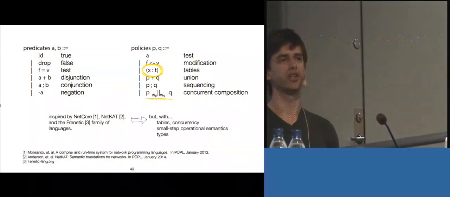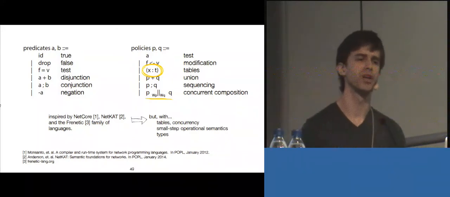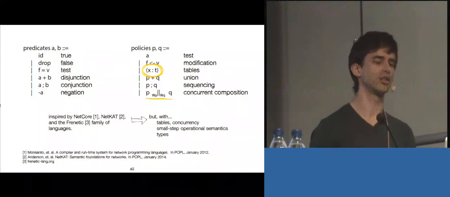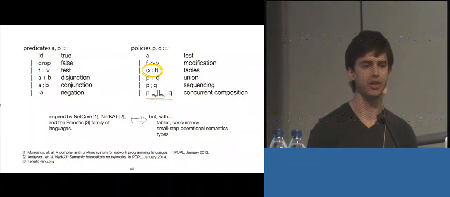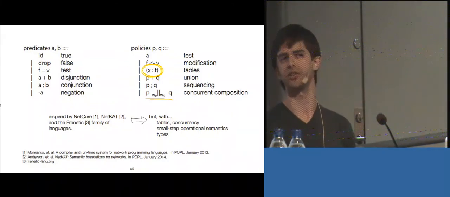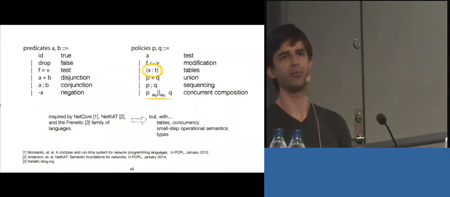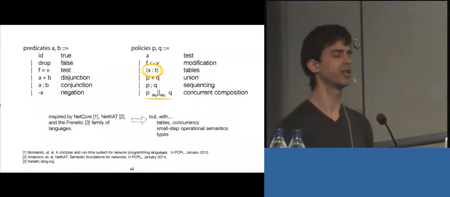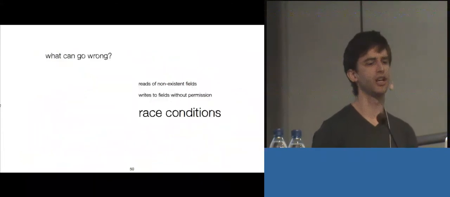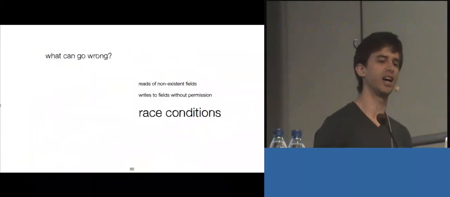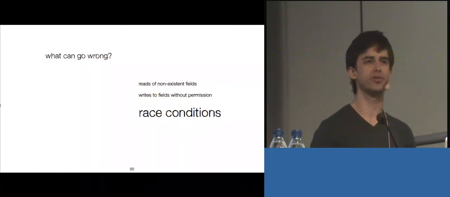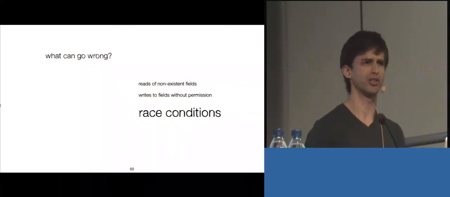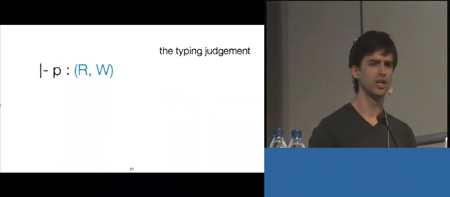The main difference here is that we're also interested in the physical hardware of the pipelines on the switches, and so we introduce table elements and concurrent composition. We also introduce a small-step operational semantics, whereas previous models had used a denotational semantics, and we introduce a type system. And there's one other point, which is that by adding concurrency, now things can go wrong. In particular, we can have race conditions where two different tables try to read and write the same fields. This, of course, makes no sense in hardware.